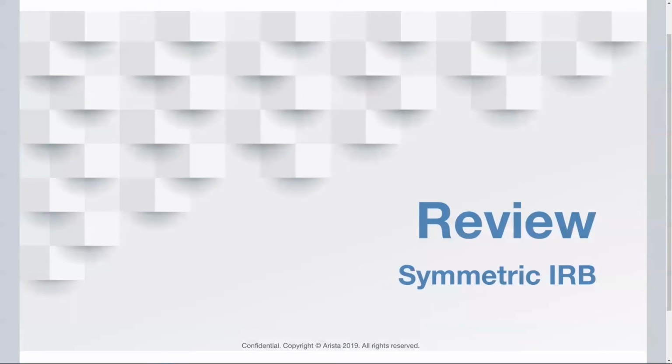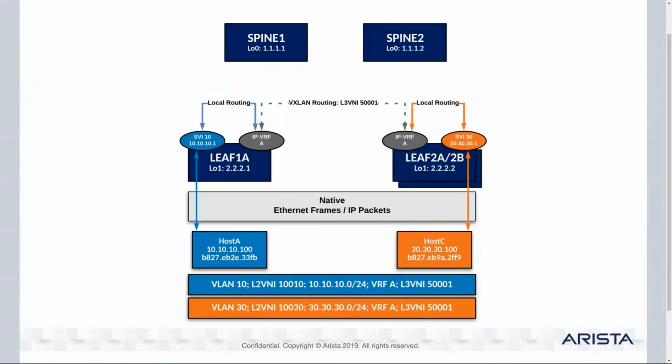Okay, cool. So next up, we have symmetric IRB. And just as we did with asymmetric, we'll do a quick review and validation of the symmetric IRB model and ultimately how it relates to hardware consumption. So same scenario, host A in this case wants to ping host C. Again, nothing fancy, we just want reachability between these two hosts.